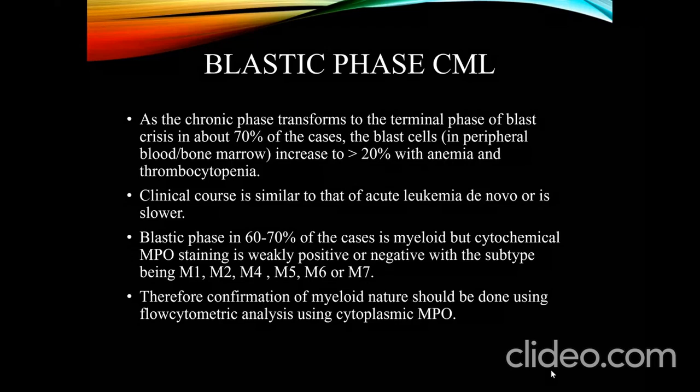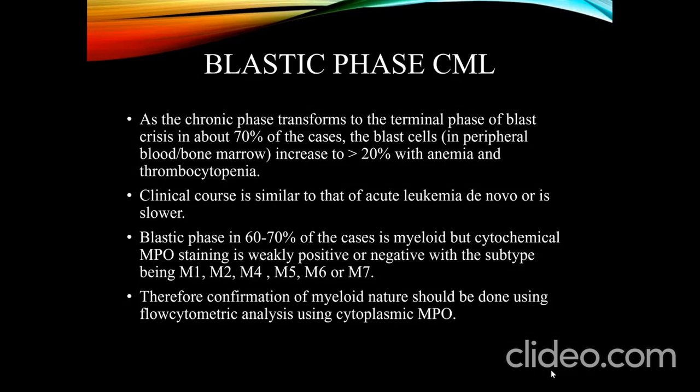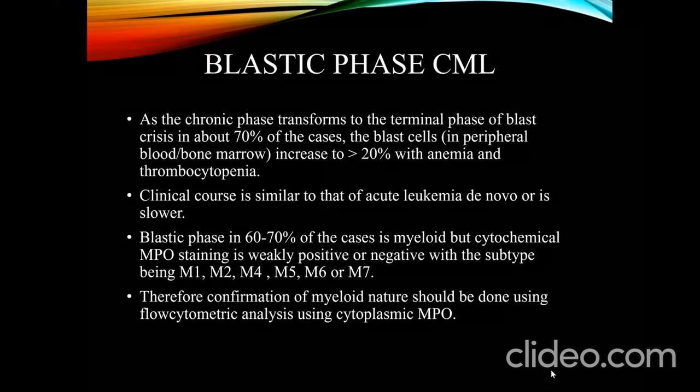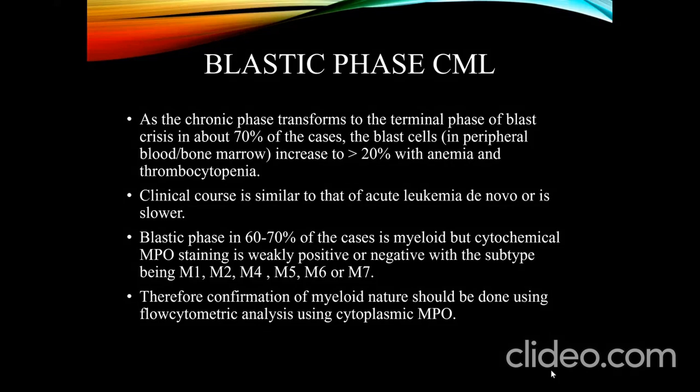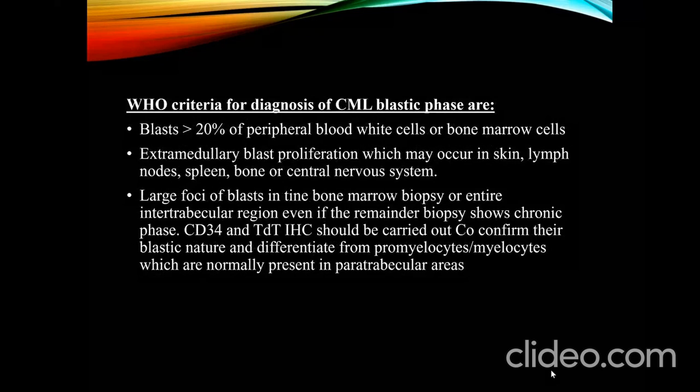Blastic phase in 60 to 70% of the cases is myeloid, but cytochemical MPO staining is weakly positive or negative, with the subtype being M1, M2, M4, M5, M6, or M7. Therefore, confirmation of myeloid nature should be done using flow cytometric analysis using cytoplasmic MPO instead of cytochemical MPO.